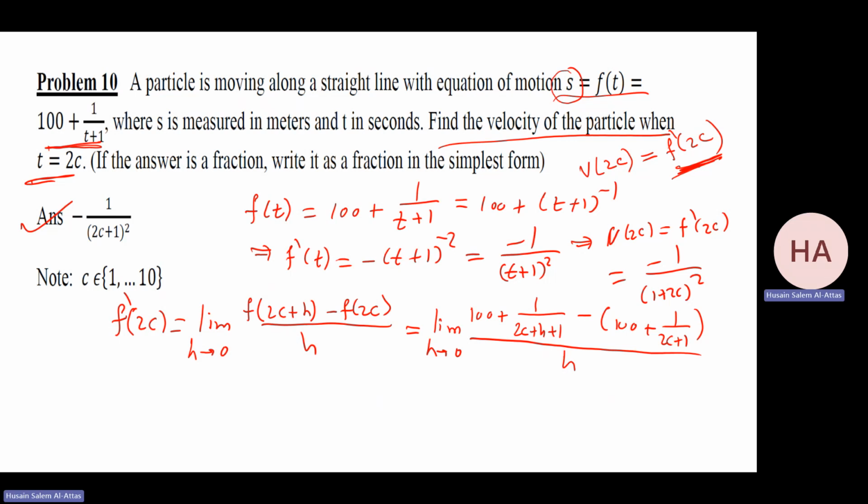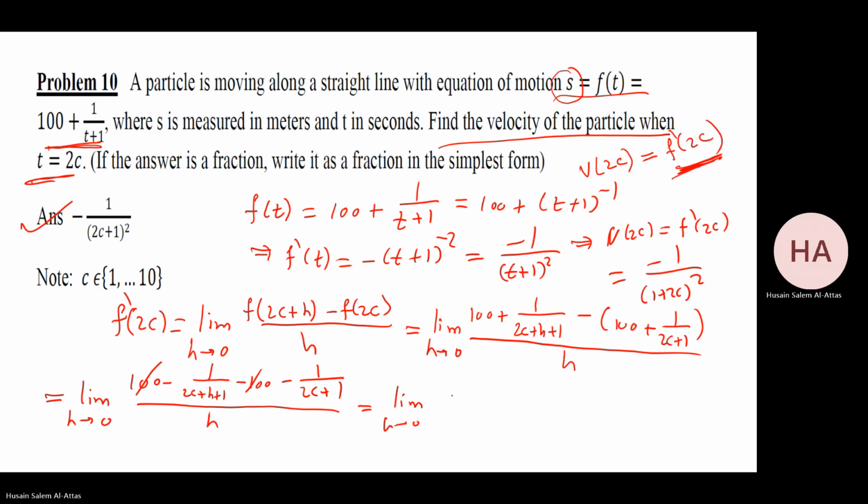Okay. And that will be the limit as h goes to 0 of 100 minus 1 over 2c plus h plus 1 minus 100 minus 1 over 2c plus 1, all over h. Okay, this is cancelled. Now I can take a common denominator, which will be (2c plus 1)(2c plus h plus 1) times h. That will be minus 2c minus 1.